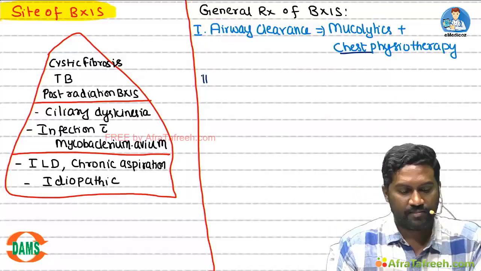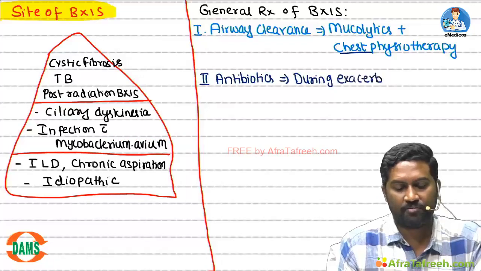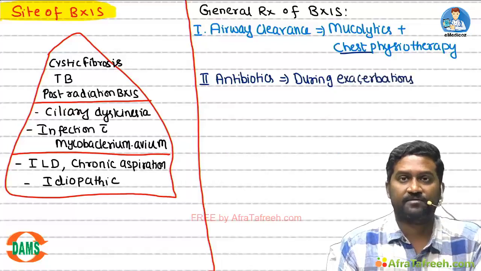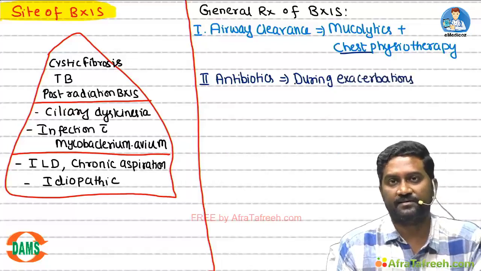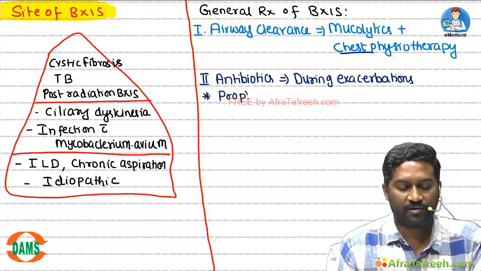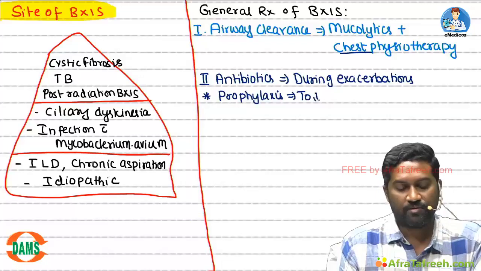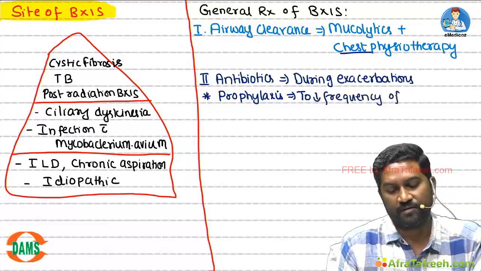Second important thing, these patients frequently have infections. To counter that, definitely antibiotics. During exacerbation, during worsening, I have to give antibiotics. But once the patient recovers from exacerbation, he can again develop infections. That's why I should also give antibiotics as prophylaxis, to decrease the frequency of infective exacerbations.